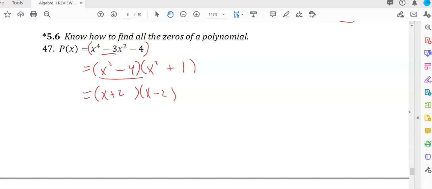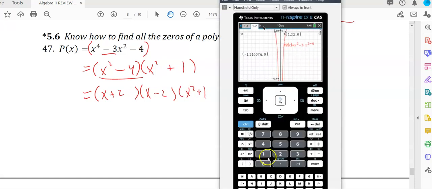Times x squared plus 1. Maybe I didn't type in the right thing. Let me double check what I typed in. I have a feeling I typed it in wrong. This is why it didn't work. So that would be a way to solve it. I don't think we've done much of that. Let me see if I typed this in right. I'm still not sure if I typed it in right.